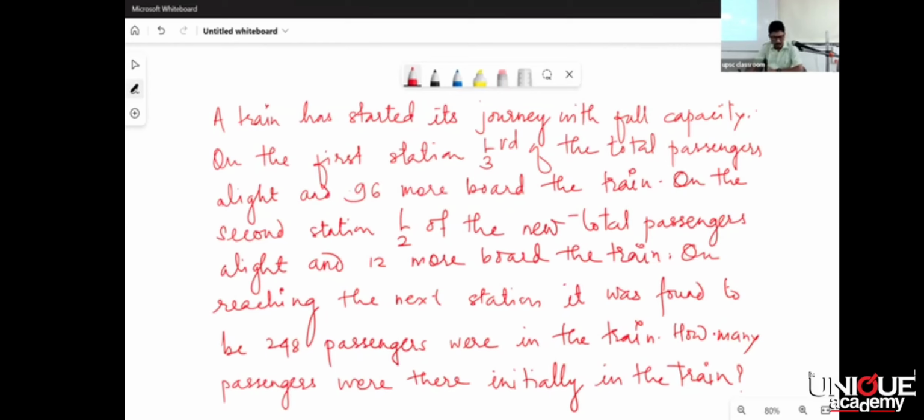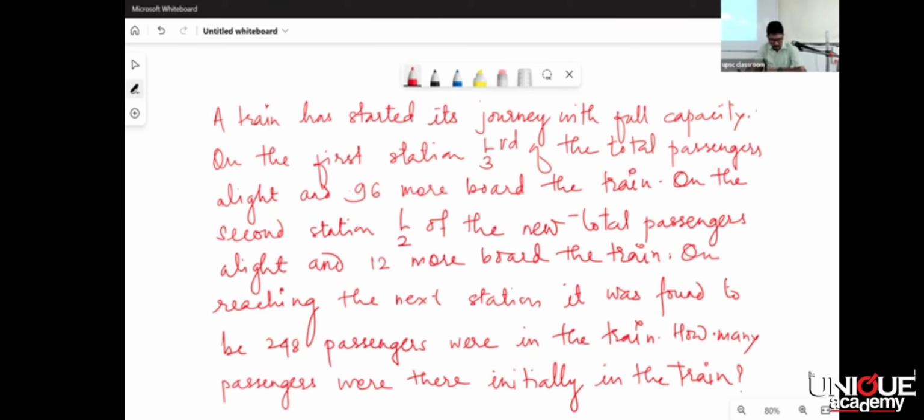Full stop. On the second station, half of the new total passengers alight, and 12 more board the train. On the first station, 1/3 alight and 96 more board the train. That is now the new total. So that new total is half alight, and 12 more board the train.